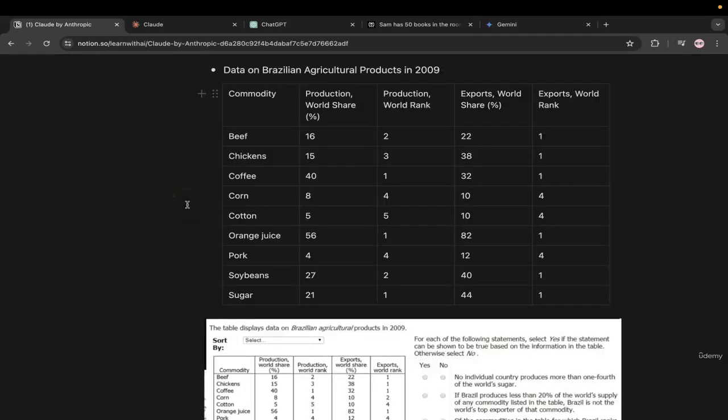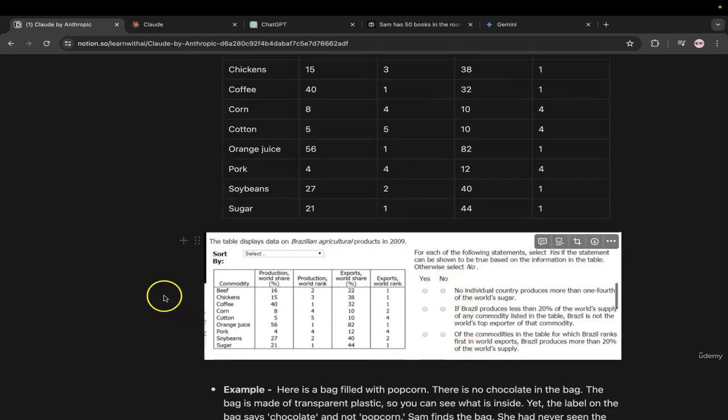Now in the next lecture, we'll look at another example, this time providing some data for analysis to the model and see if it can answer some of the follow-up questions from there. So stay tuned.